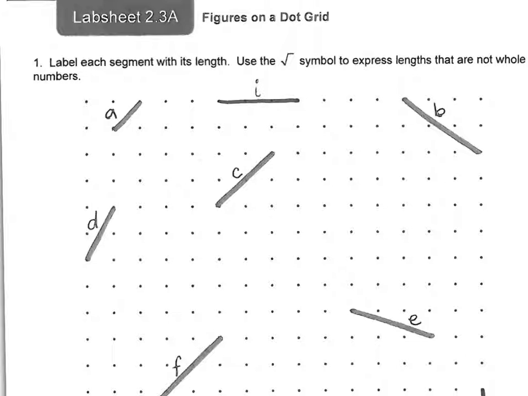The instructions say label each segment with its length. Use the square root symbol to express lengths that are not whole numbers. I want to start by looking at line segment I.